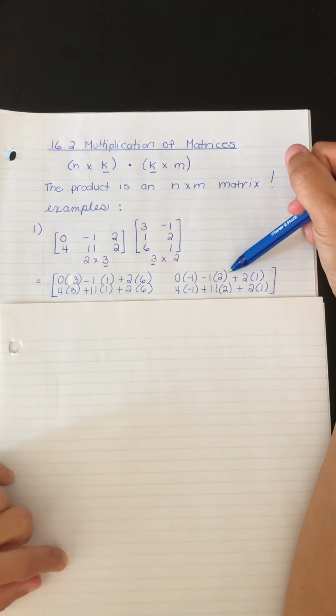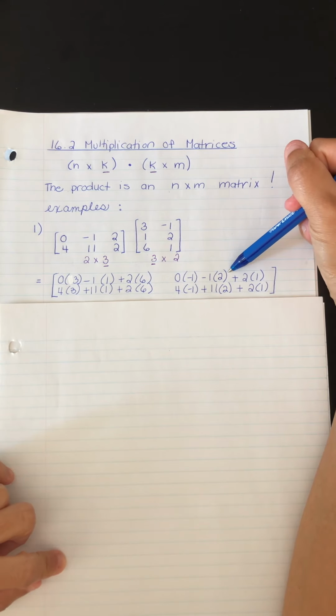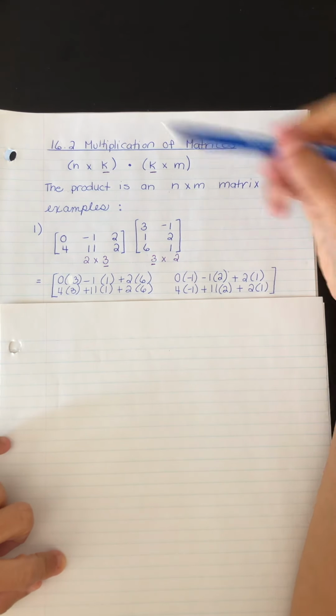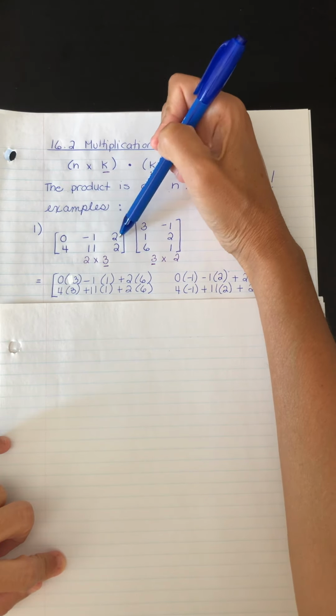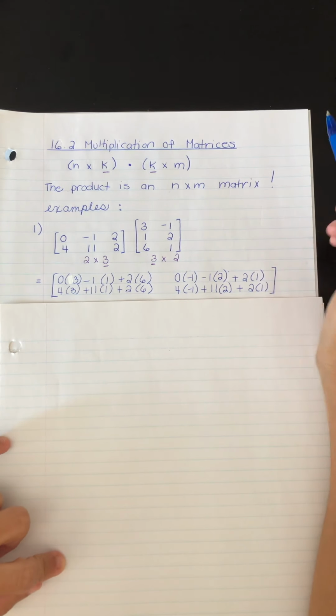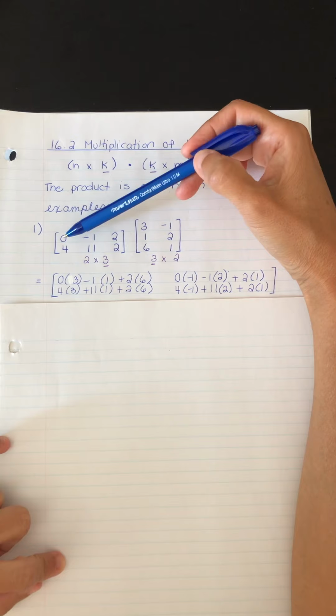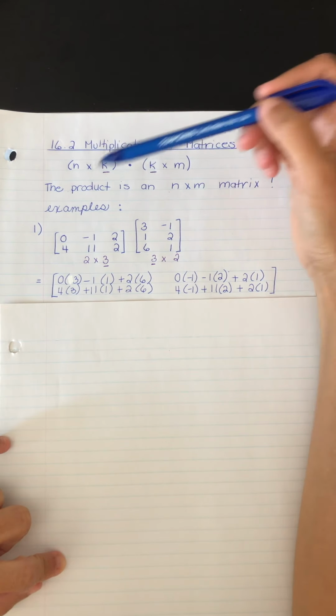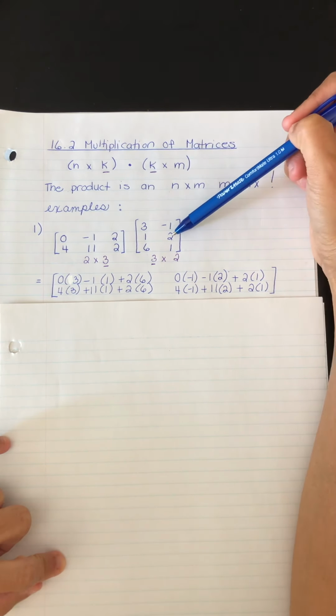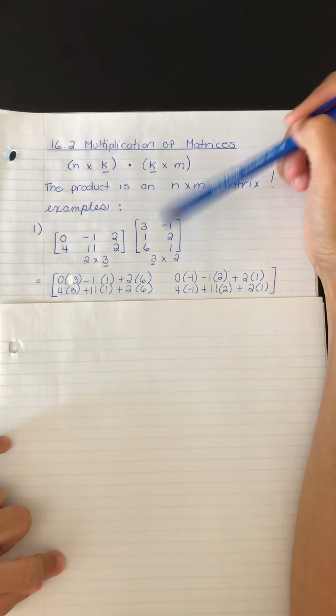To form the element in the first row and the second column, we take the first row here and multiply it by the second column here. 0 times negative 1 added with negative 1 times 2 and 2 times 1.